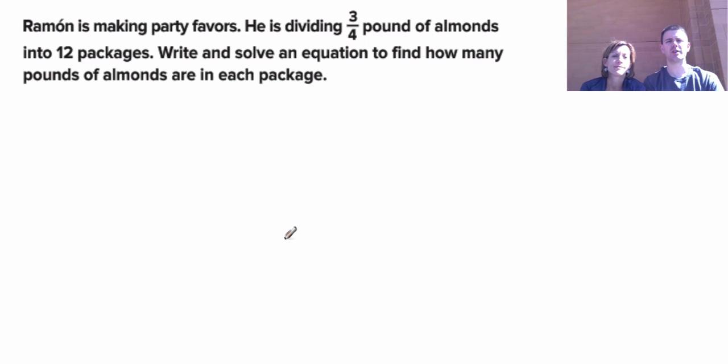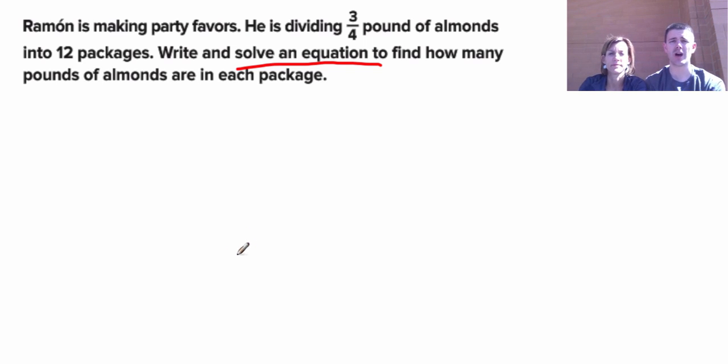All right, last one. Now we're going to put it to use in a story problem. Please write down the whole story problem, not just the work. Otherwise, the work won't make any sense when you go back to review it later because you have no idea where the numbers came from. This is kind of tricky. So this one says, Ramon is making party favors. He is dividing 3/4 pound of almonds into 12 packages. We're going to write and solve an equation. Don't let that scare you. It just means write it as a problem so we can solve it to find out how much goes in each package.